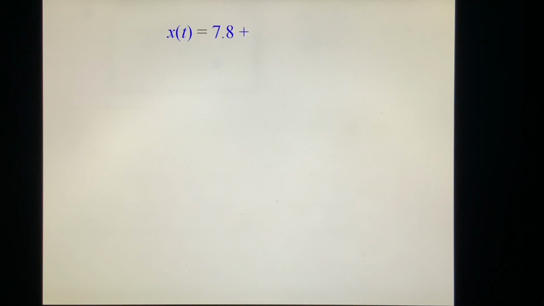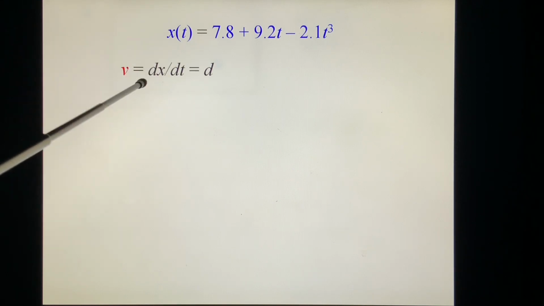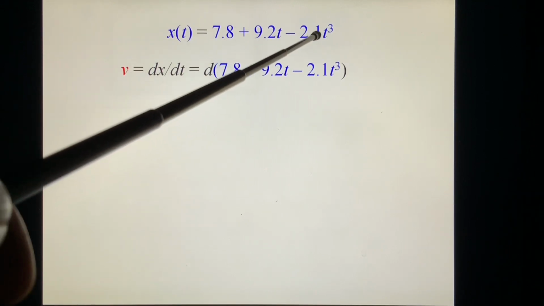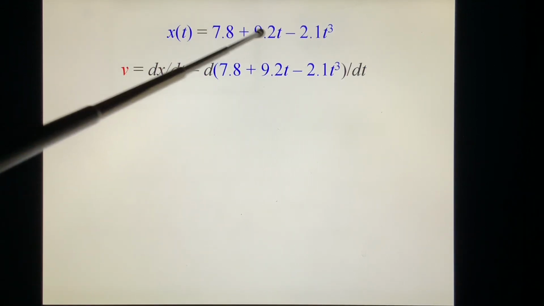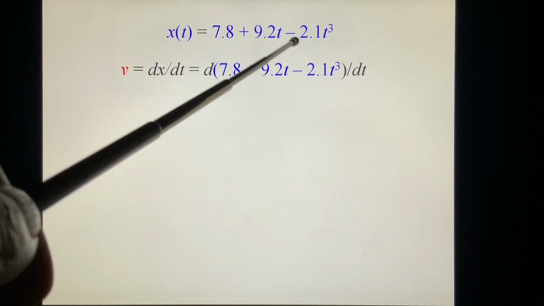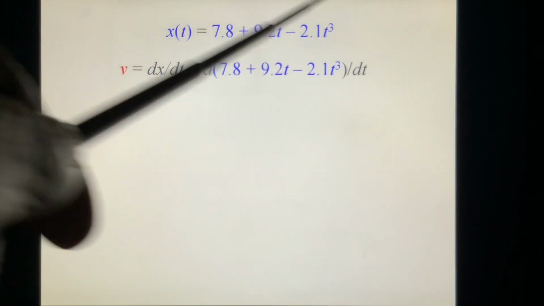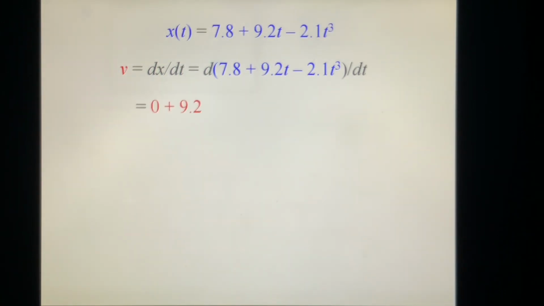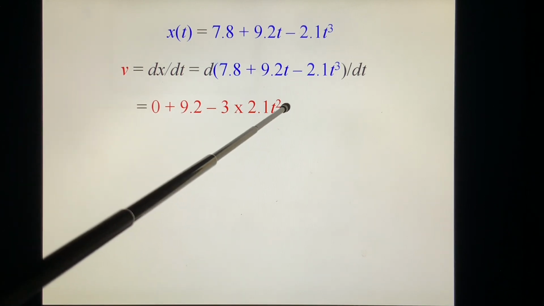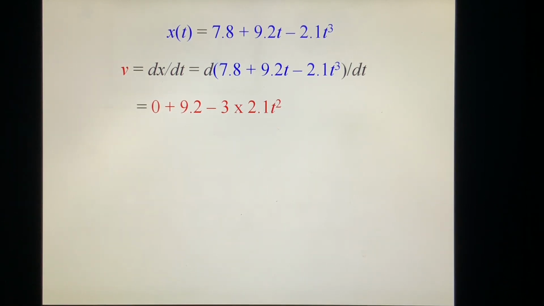It's given x. We want to find, for question A, the velocity. The velocity is dx/dt. We take the derivative with respect to time t. This is 0, this is 9.2, and this is 3 times minus 2.1 t squared. So we get this equation. v is a function of time t. When time t changes, v changes.